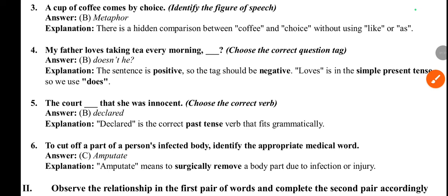Question number 3. Cup of coffee comes by choice. Identify the figure of speech. Answer, it's a metaphor. There is a hidden comparison between coffee and choice without using like or as. That's why it's a metaphor.